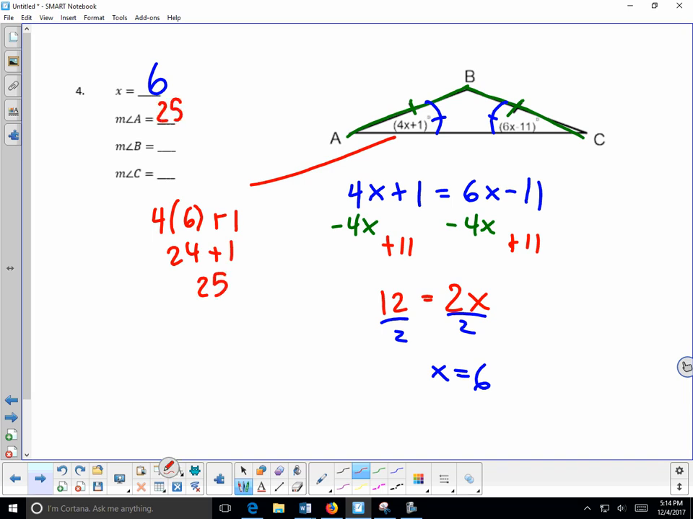Let's skip over and find the measure of angle C. Again, we're going to plug in 6. So we get 6 times 6 minus 11. That's 36 minus 11, which is also 25. Remember, that's the measure of angle C.